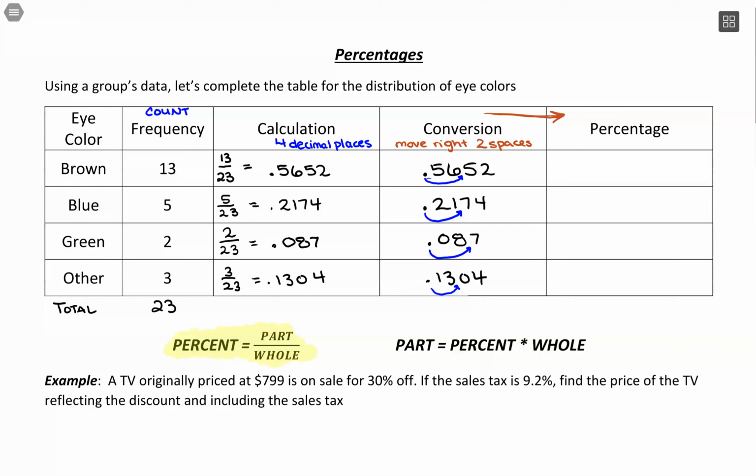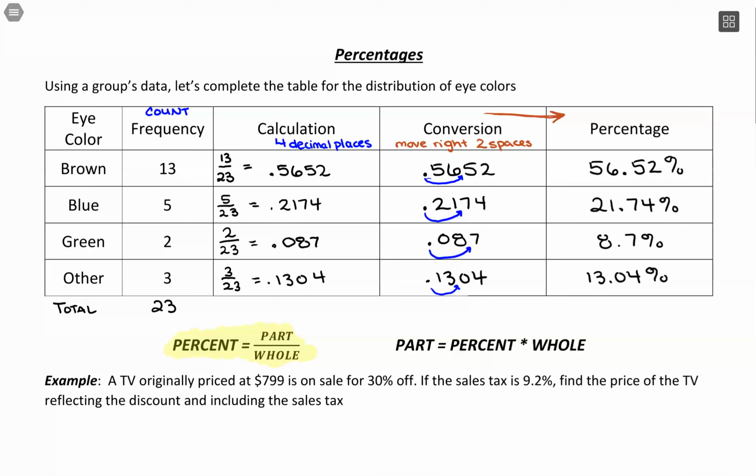So what this would look like is 56.52%, 21.74%, 8.7%, 13.04%. So this is a quick way that you can change from decimal to percentage.